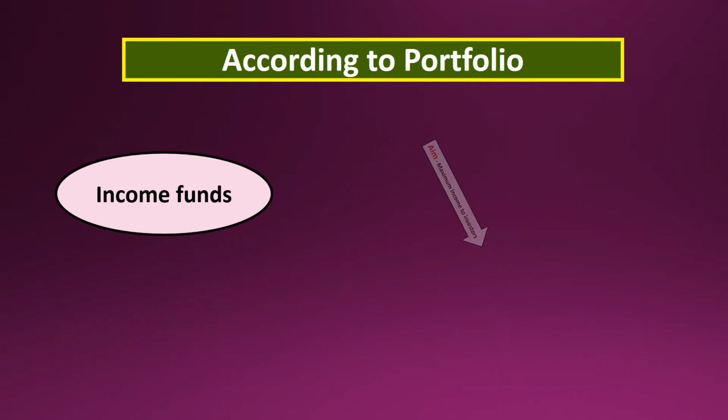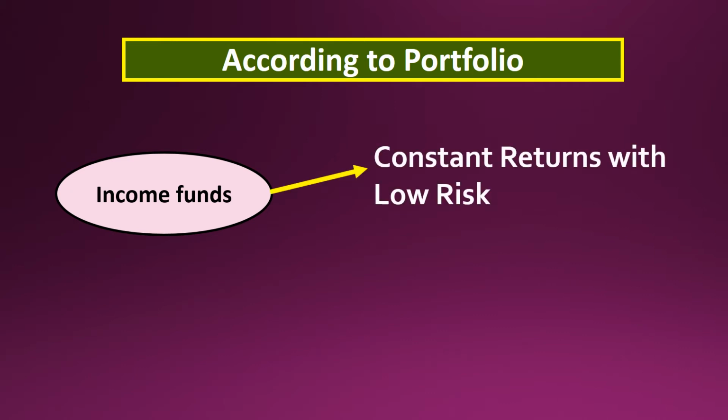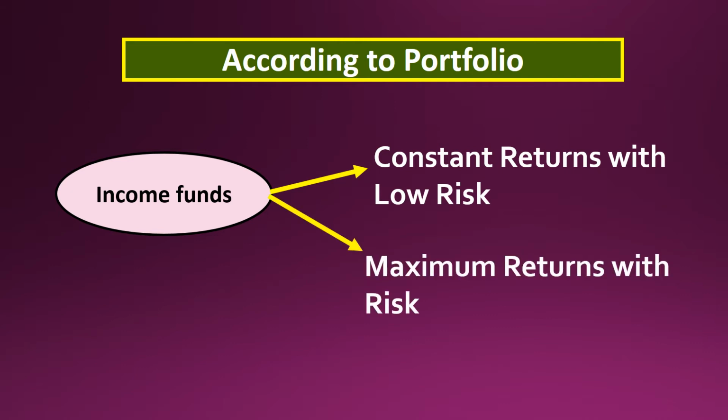There may be two types of income funds: constant returns with low risk, and maximum returns with risk. Some funds may concentrate on low risk and constant returns, while other funds aim at maximum return even at the cost of some risk. So that's all about income funds.